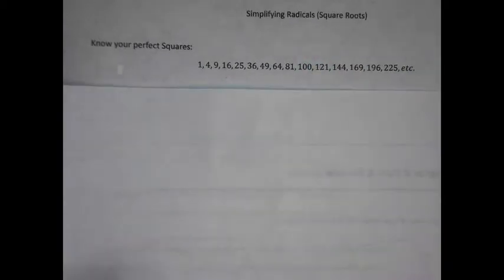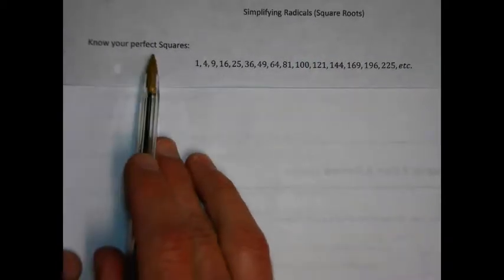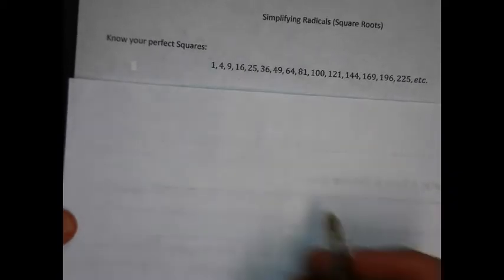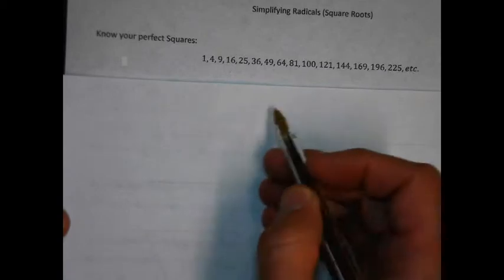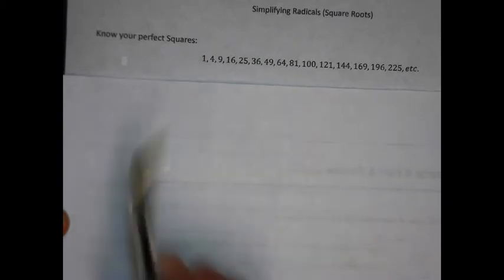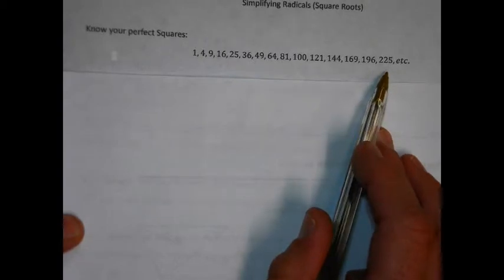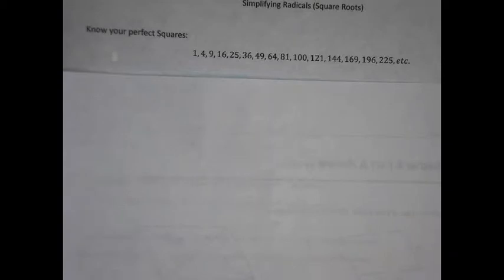Now, the background knowledge is this. You got to know your perfect squares. Now, what's a perfect square? It's the product of a number multiplied by itself. So if you've ever seen a multiplication chart, we have like 1 times 1 and 1 times 2, 1 times 3. It's basically all the diagonals. You got to know the perfect squares. Okay, so 1 times 1, 2 times 2, 3 times 3. Know them all. I think going through 15 times itself is a helpful start, but at least being able to recognize these numbers is going to be critical to simplifying your radical expressions.